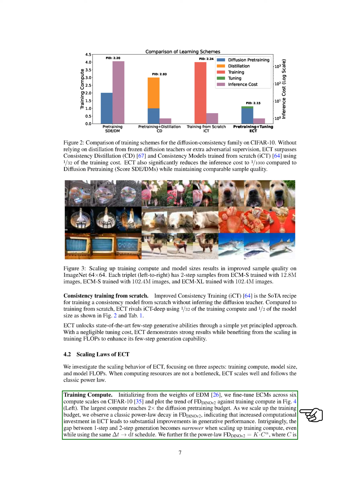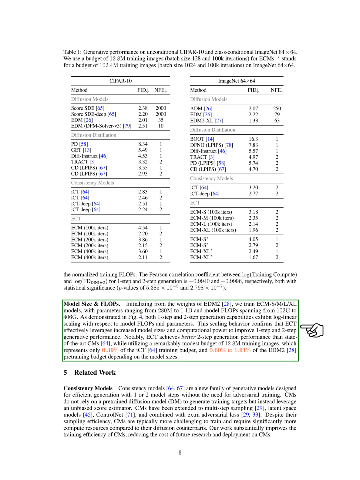Furthermore, we train ECMs S, M, L, XL models with varying parameters and flops, demonstrating that ECT effectively utilizes increased model sizes and computational power to enhance generative performance. ECT achieves superior two-step generation capabilities compared to state-of-the-art CMs while utilizing a modest training image budget.